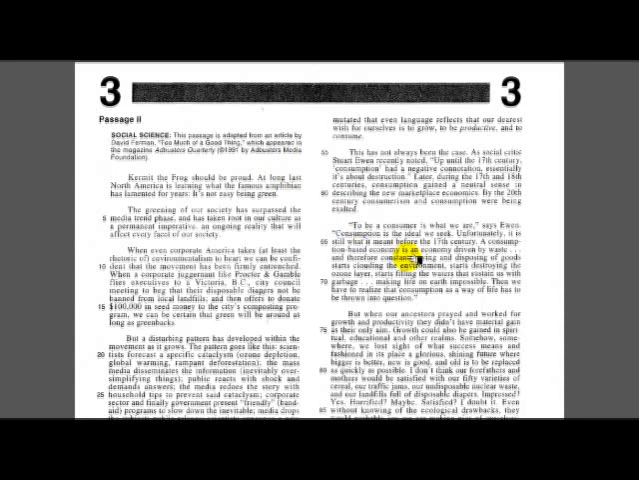Eminent. Let's go back and take a look and see where we got that answer from. It says to be a consumer is what we are. Consumptionism is the ideal we seek. Here's pretty much the area that I got the answer from right in here. Let's move on to 15.